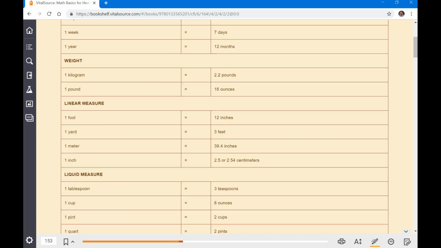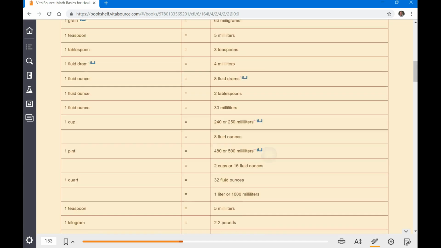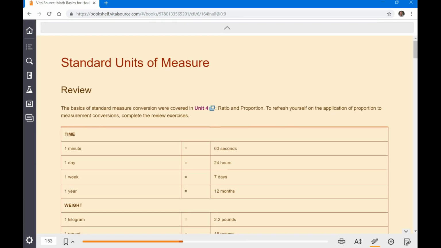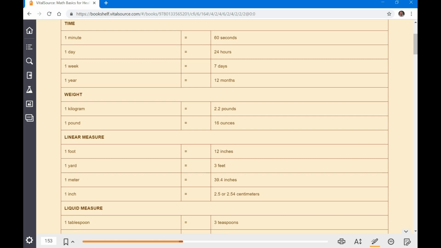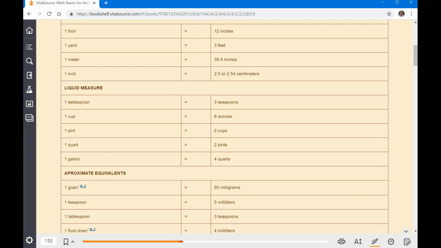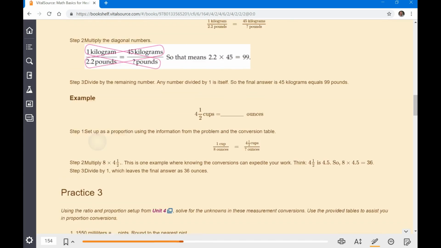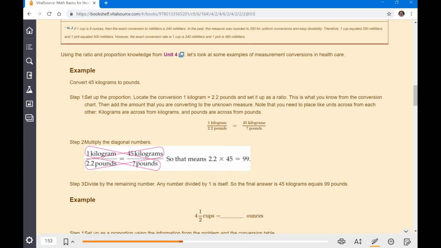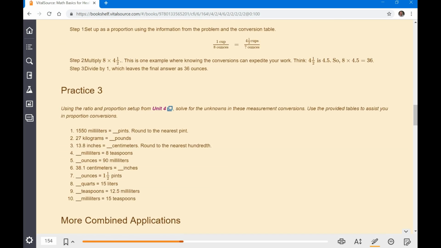I'll do a few examples and see how it goes. Don't go home and memorize this chart, because it's a waste of your time. I'll give you those conversion factors if you need them. So let's have a look at some examples.